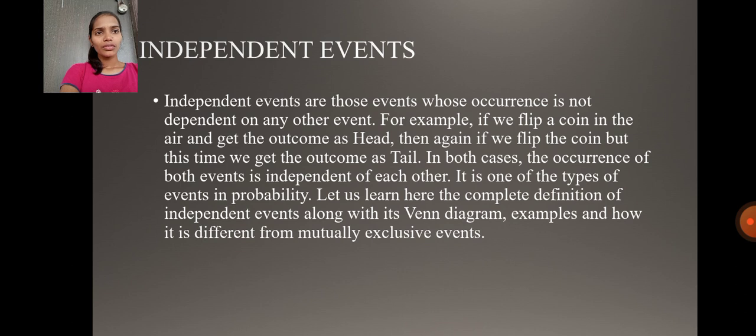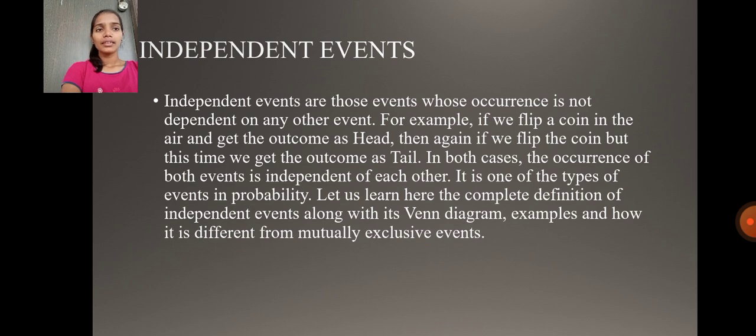Independent events are those events whose occurrence is not dependent on any other event. For example, if we flip a coin in the air and get the outcome as head, then again we flip the coin, but this time we get the outcome as tail. In both cases, the occurrence of both events is independent of each other. It is one of the types of events in probability.